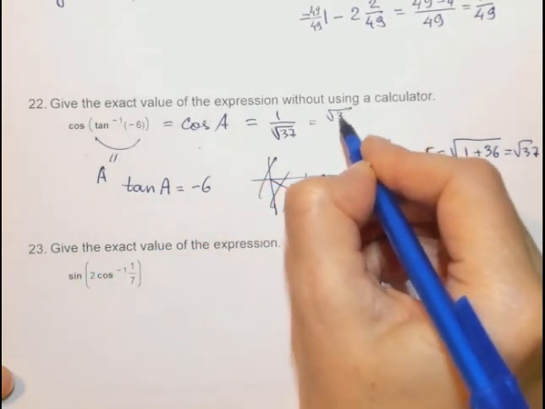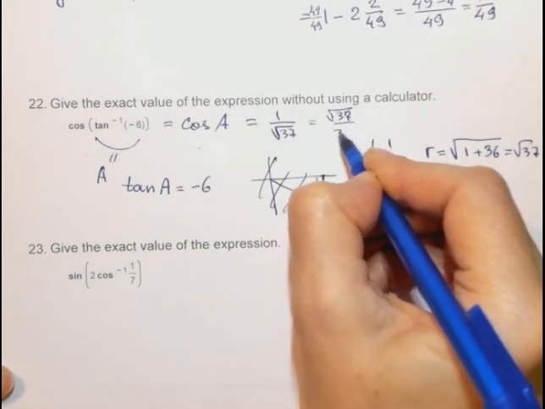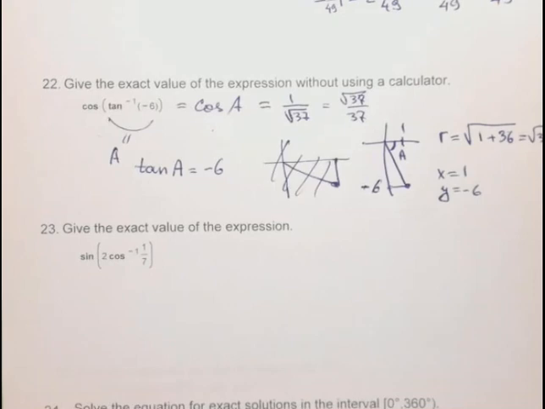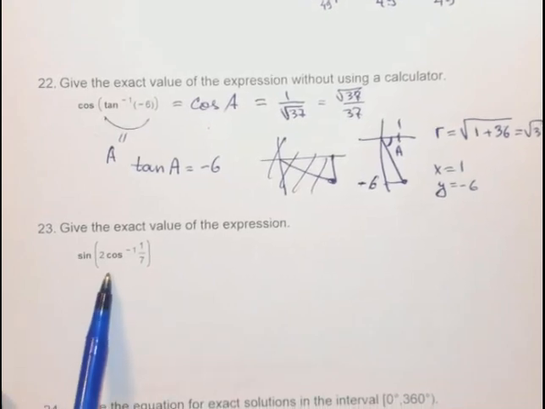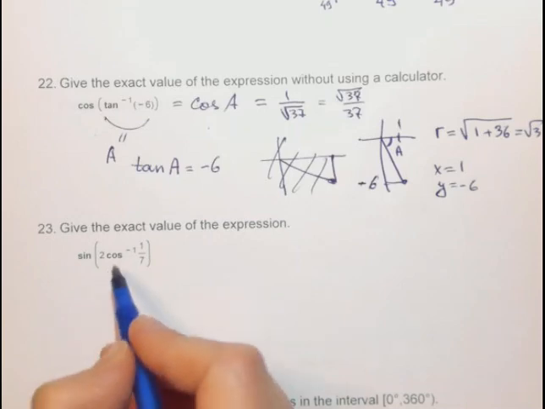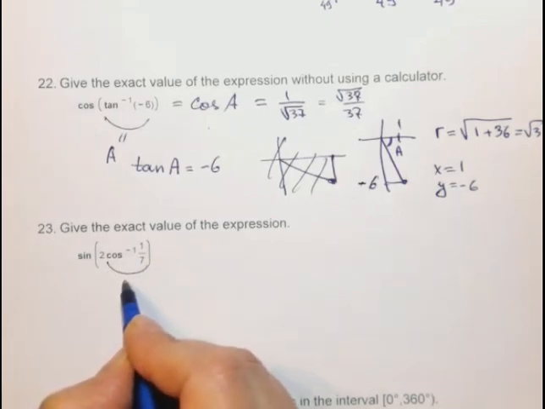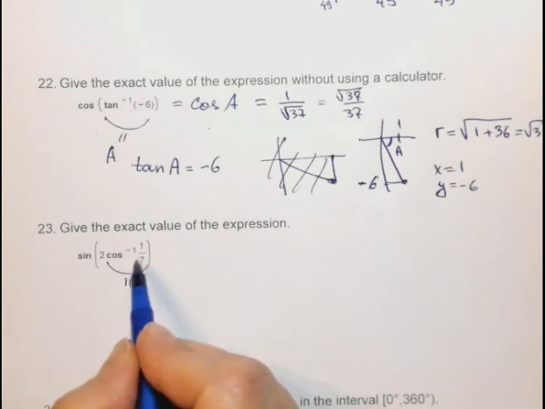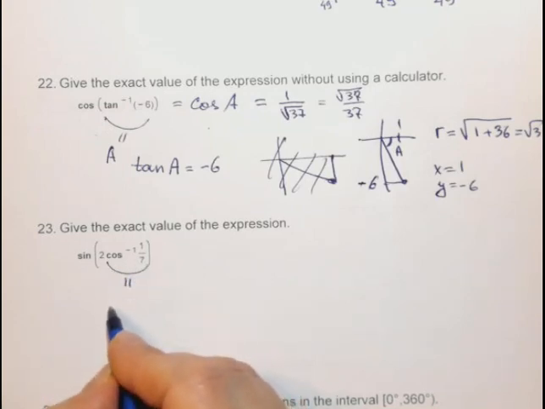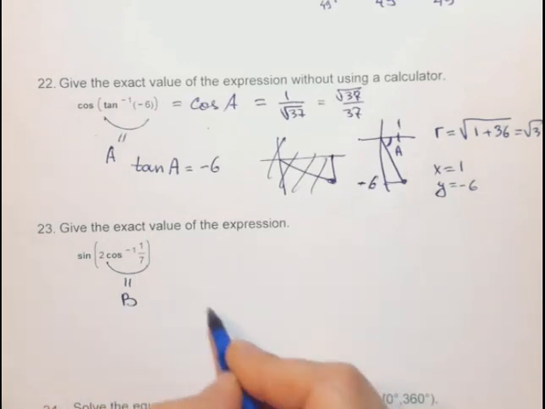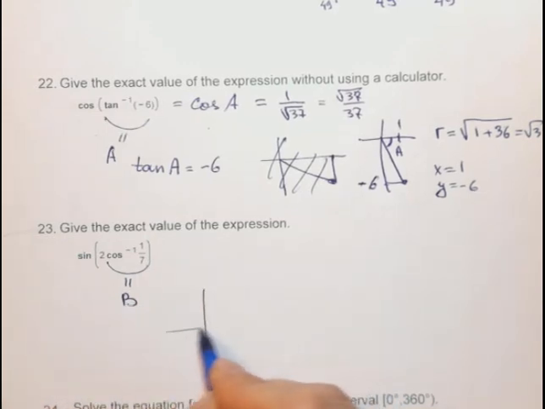Or square root of 37 over 37. A similar problem: sine of 2 cosine inverse of 1/7. So cosine inverse is an angle, positive, so in the first quadrant. Let us call this angle B. We can sketch this angle.